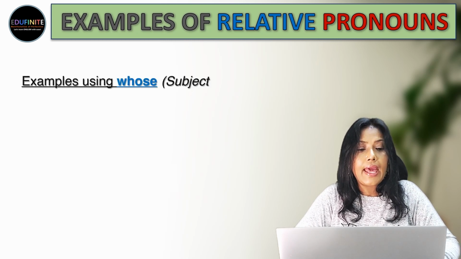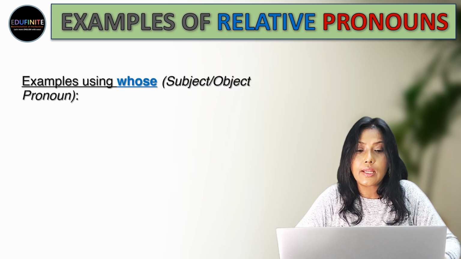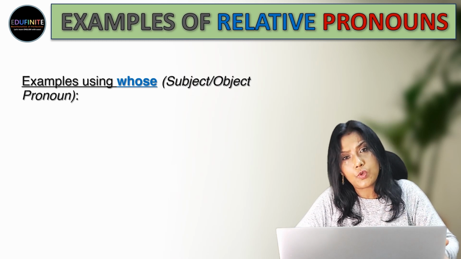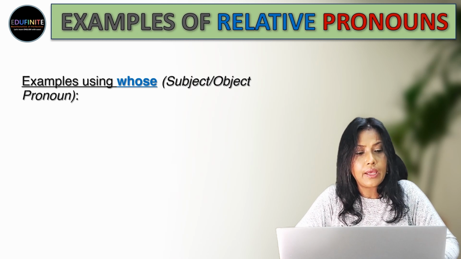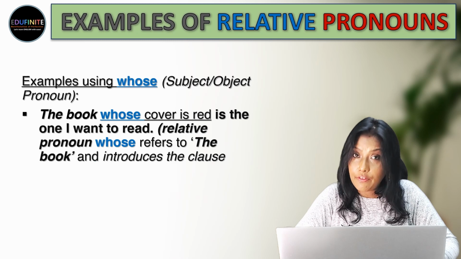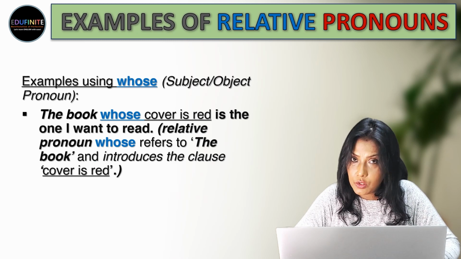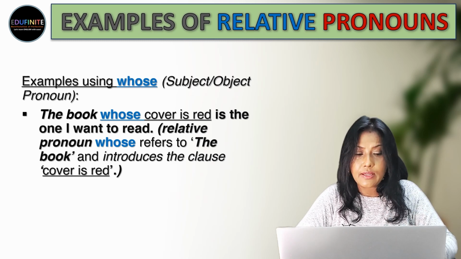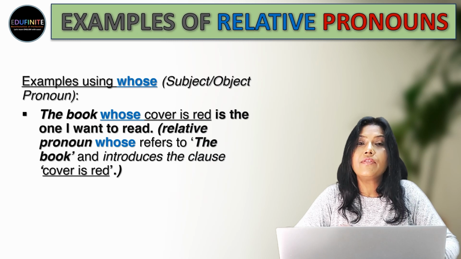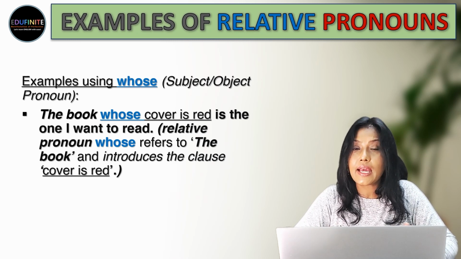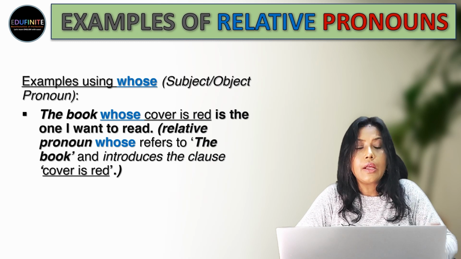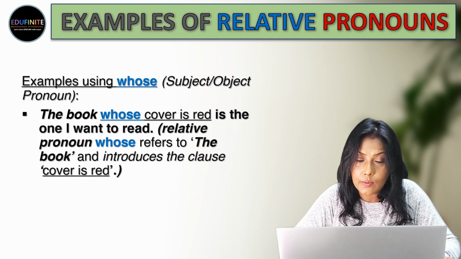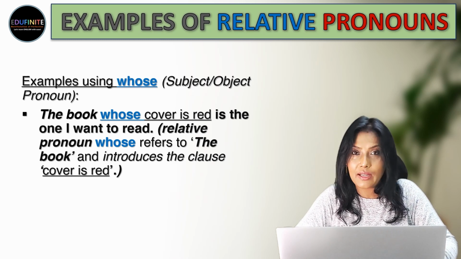Next we have examples using whose. So the next examples are of the relative pronoun whose. Now this is also used as a subject pronoun or as an object pronoun. Next we have the book whose cover is red is the one I wanted to read. The book is the one I wanted to read is the independent clause, and whose cover is red is the dependent clause headed by the relative pronoun whose. Now whose is giving the identity or modifying the noun the book. So that is the function of a relative pronoun.